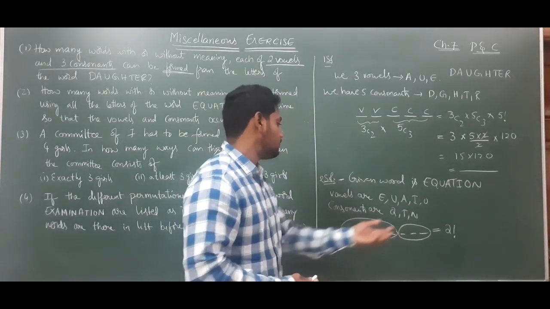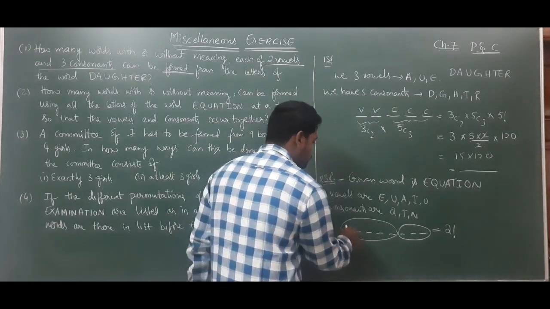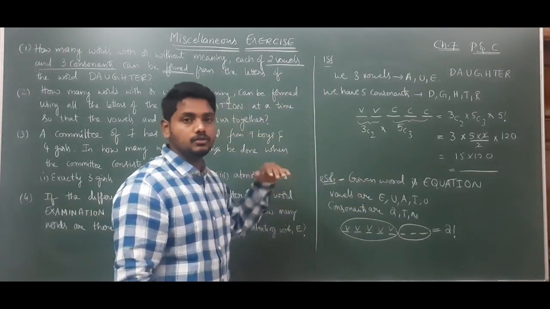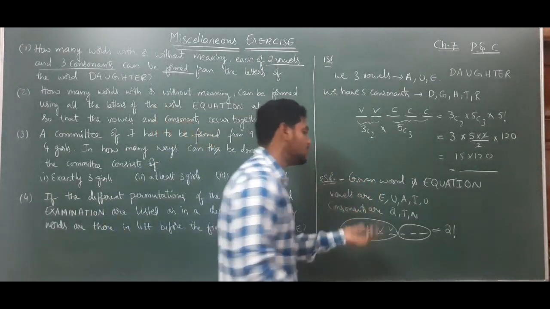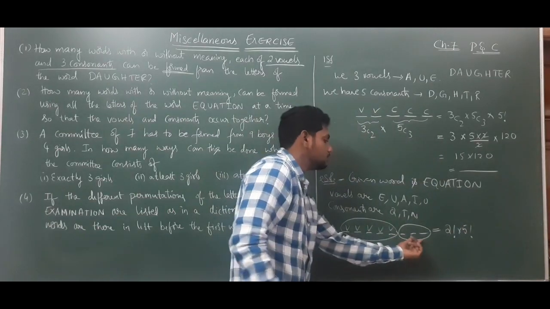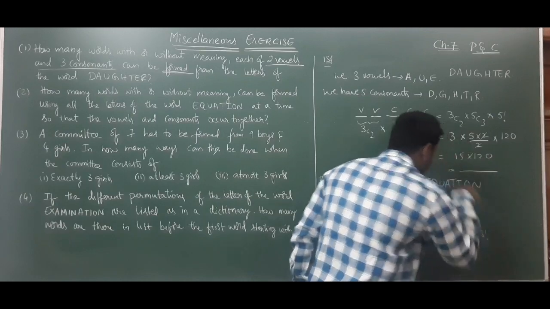And then when it comes to vowels, we have 5 vowels, right? A, E, I, O, U. So those 5 vowels can be arranged in 5 factorial ways. So into 5 factorial. Now into, these 3 consonants can be arranged in 3 factorial ways.